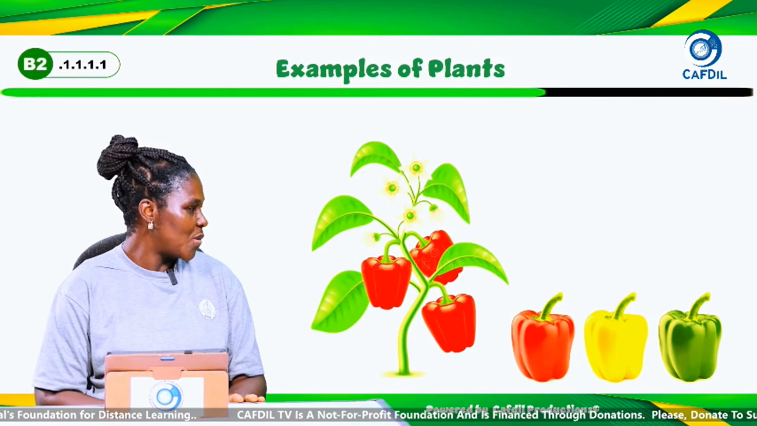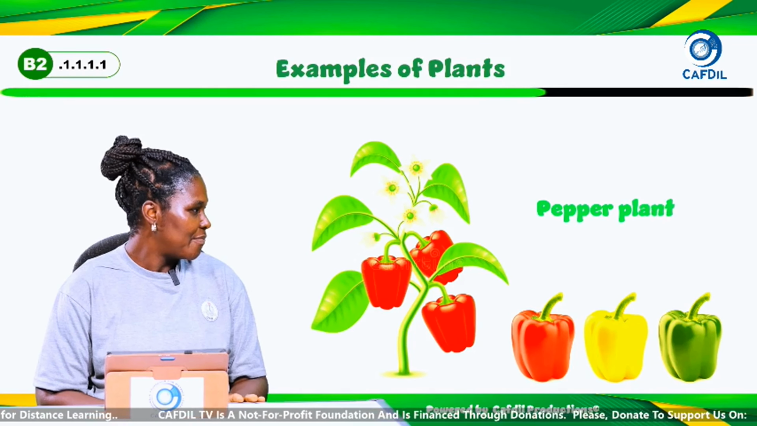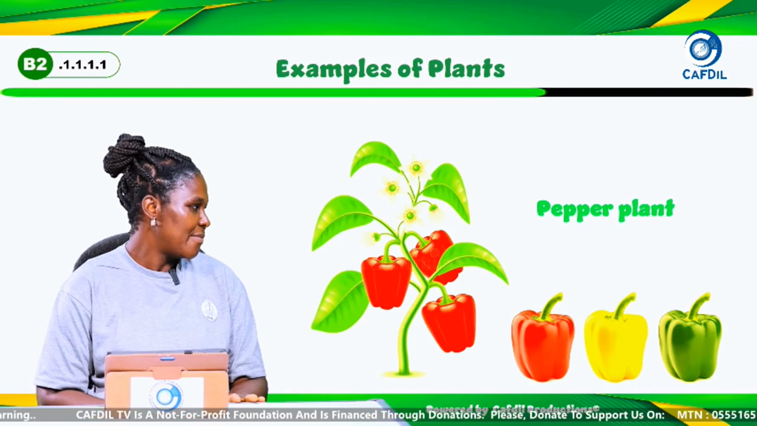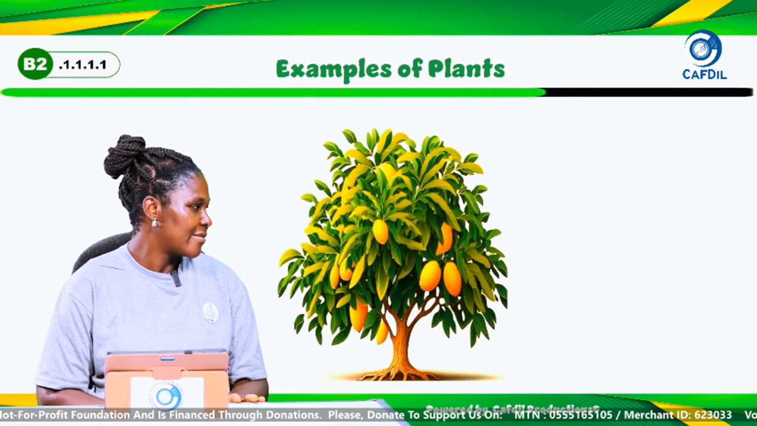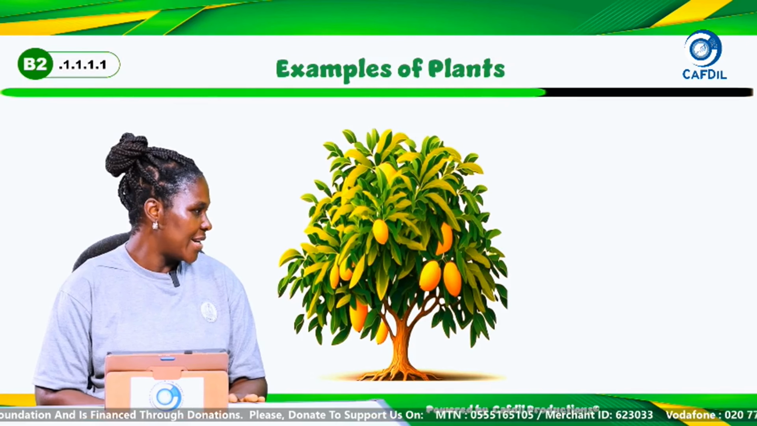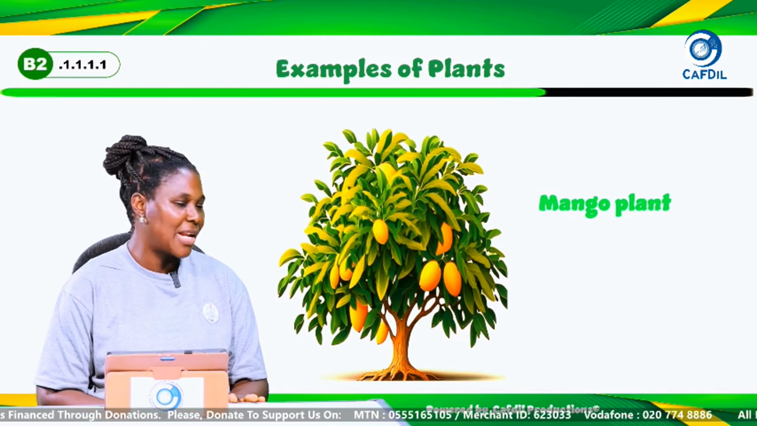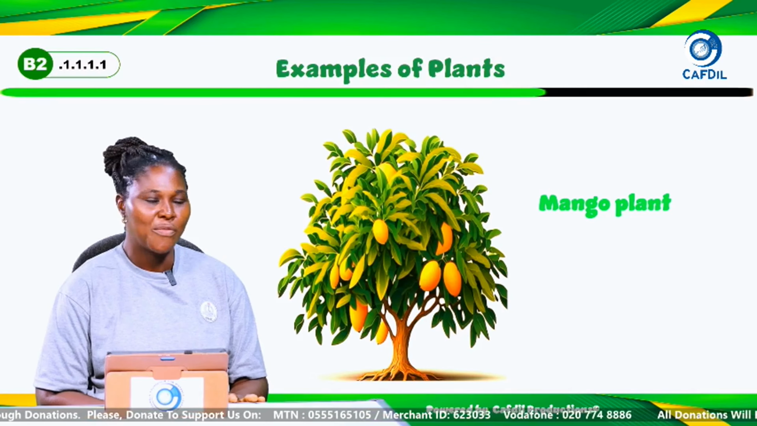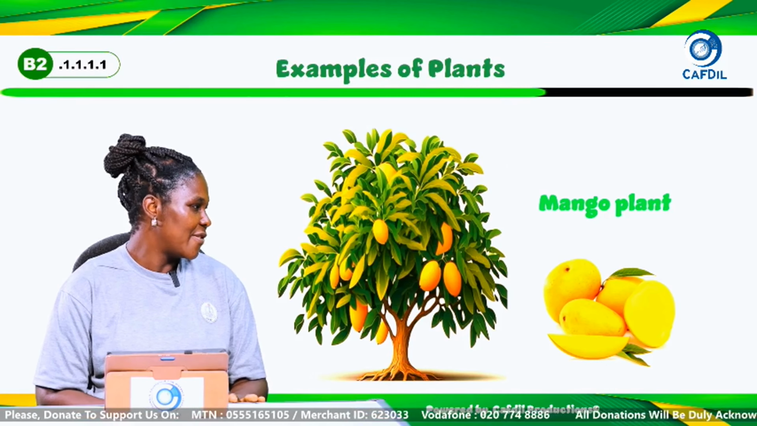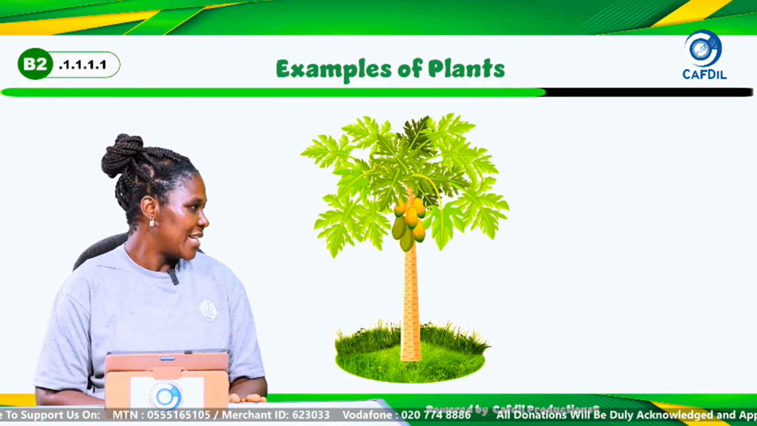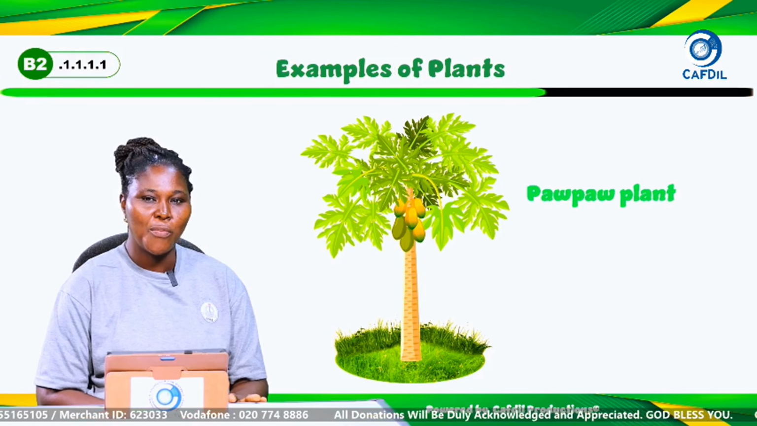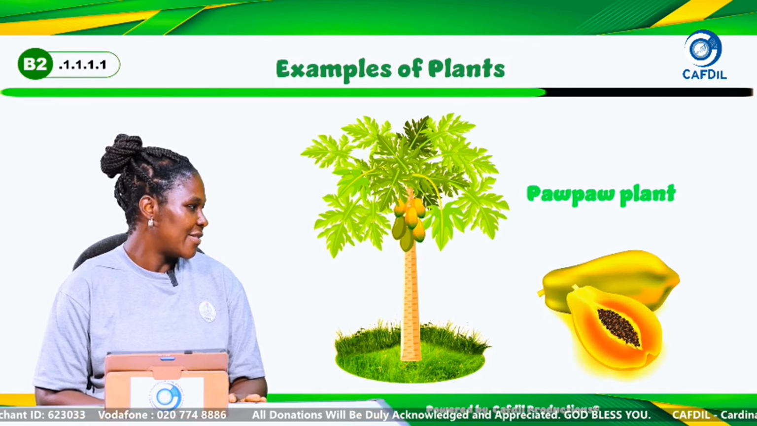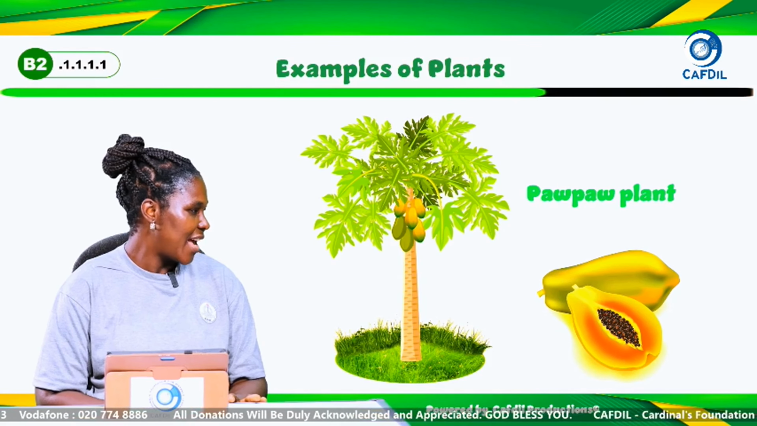Now the next one is pepper plant, as we can see. Good. The next one is mango plant. Mango plants, and we have the fruit there. The next one is pawpaw plants. Now this is pawpaw fruits, as we can see.